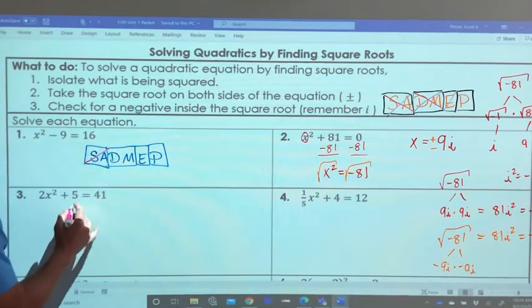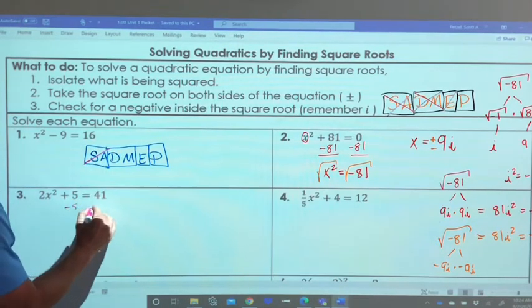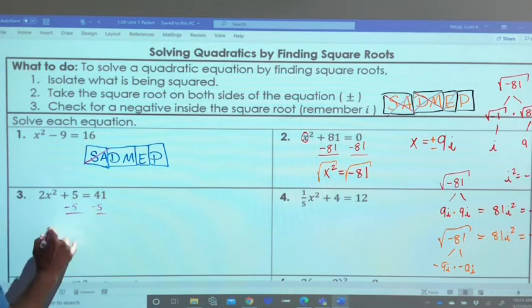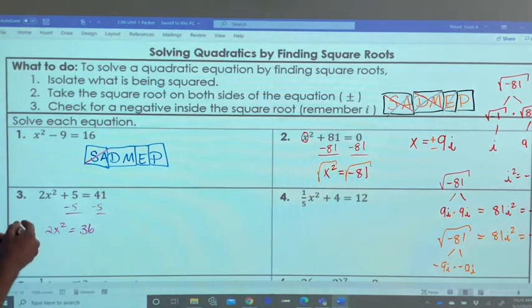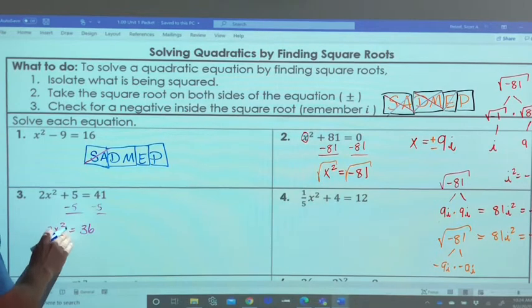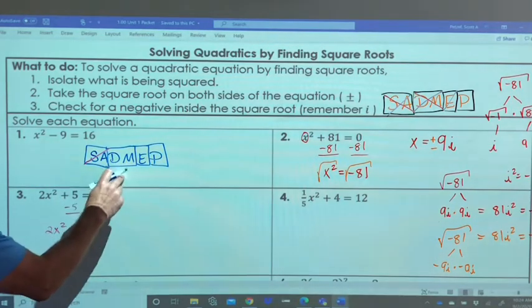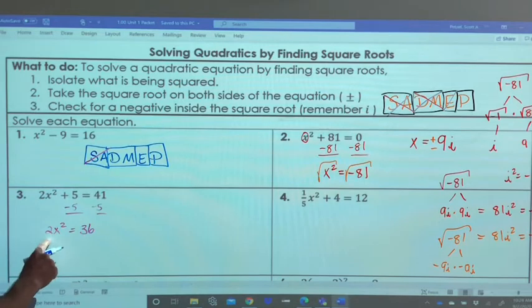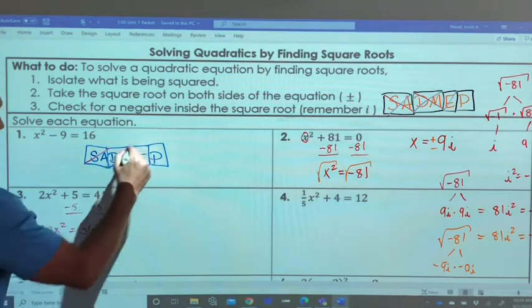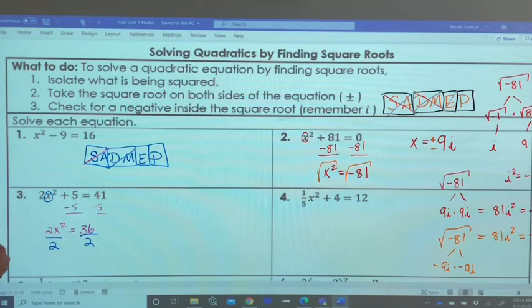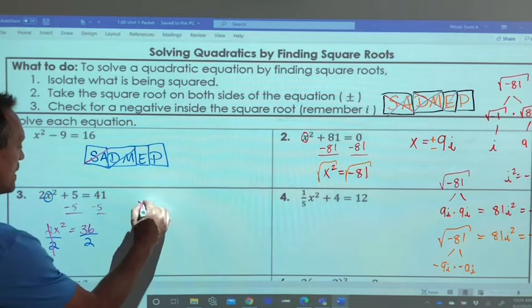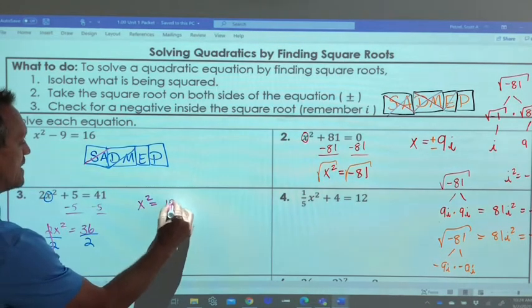Add, subtract. Well, this is added 5, so I want to subtract 5. So I have 2x squared equals 36. Well, is there anything to multiply or divide? This is being multiplied, so yeah, I want to divide it by that 2. I want to get that x by itself. To do so, now I have x squared equals 18.